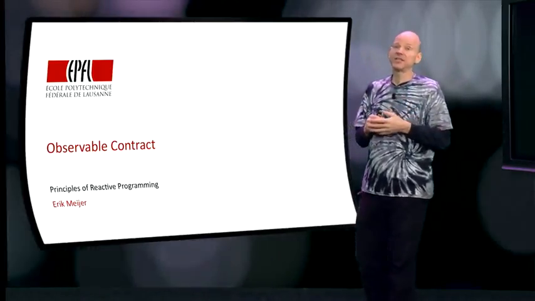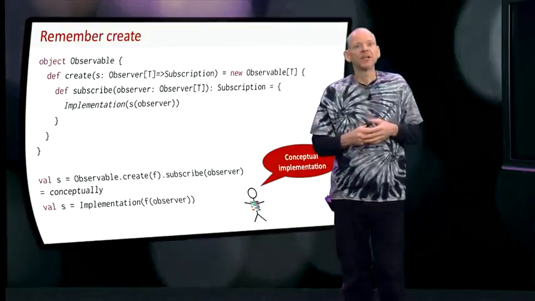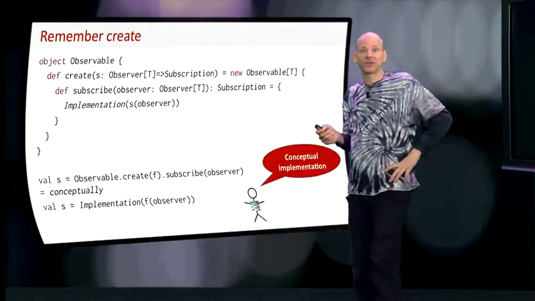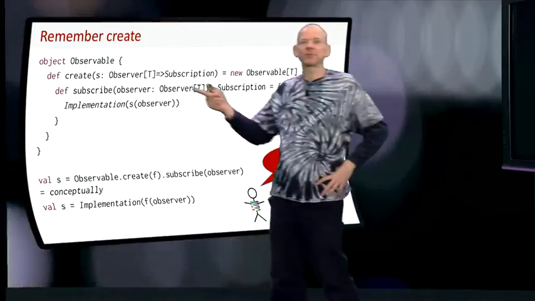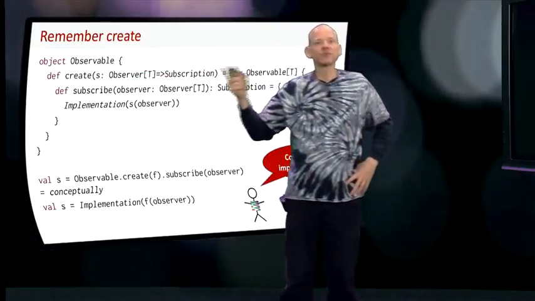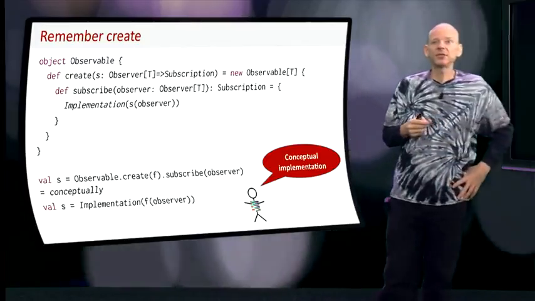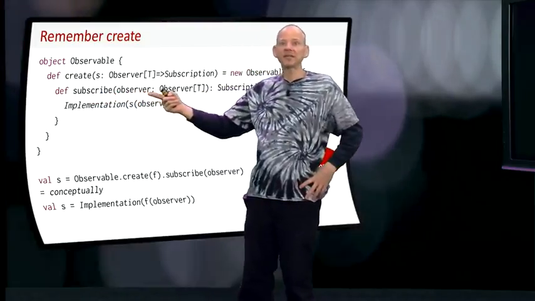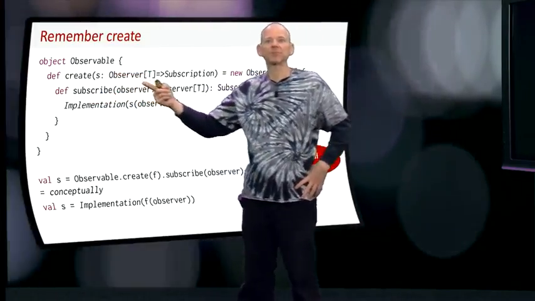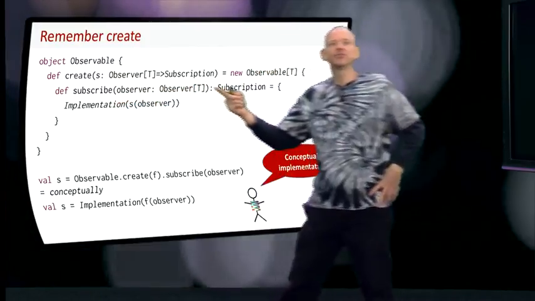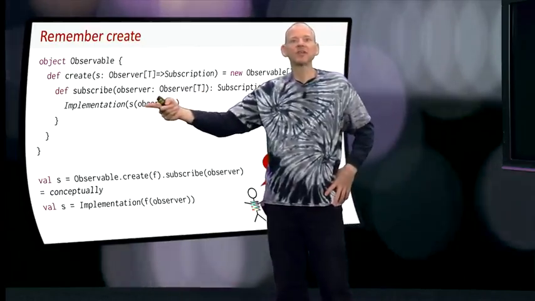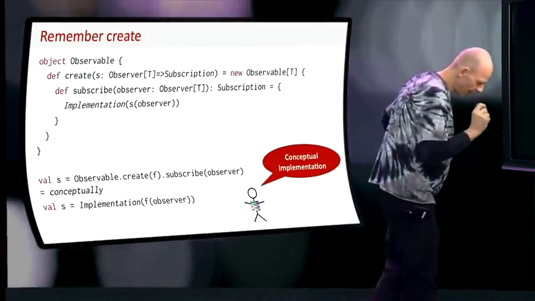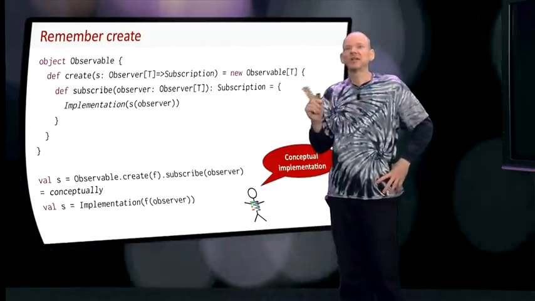So let's see why this is not trivial. Here is an example of how you naively could implement observable.create. Remember, observable.create takes a function from observer to subscription, and it needs to create a new observable. Well, you can say, that's easy, because I just define subscribe that takes an observer. I have a function that takes an observer and returns a subscription, and subscribe should return a subscription. Then I can just pass the observer to that function to get a subscription, and I'm done. Well, it would be great if life was so easy, but that's not the case.